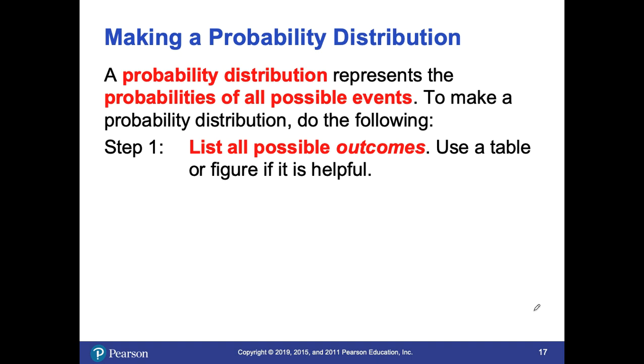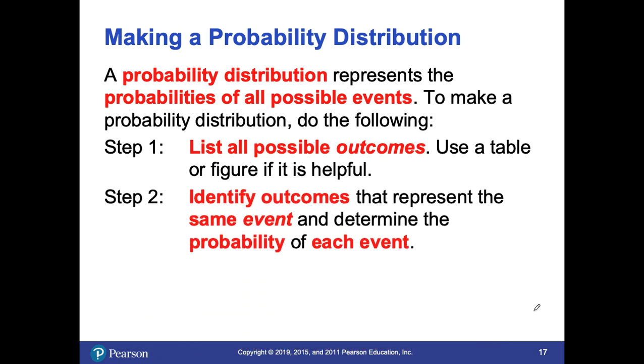All right, so one other important aspect of this section is going to be knowing how to make a probability distribution. And a probability distribution represents the probabilities of all possible events. So here are the steps to doing that. Step 1 is first start by listing all possible outcomes. So we've already had some experience with that in this section. Usually it's helpful to go ahead and make a table.